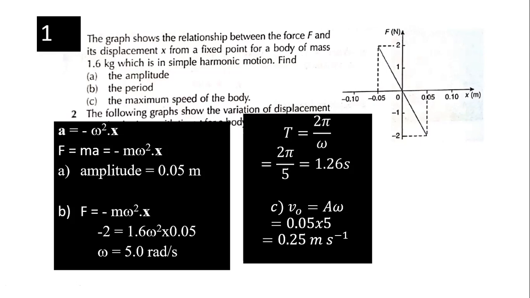Any comment? Not sure? Can do? Yes, can do. It's C, the formula. C is just circular motion. Instead of radius, we use amplitude. That's why this one formula you have to memorize. Maximum speed or maximum velocity is just amplitude times your angular frequency. That one you must remember.